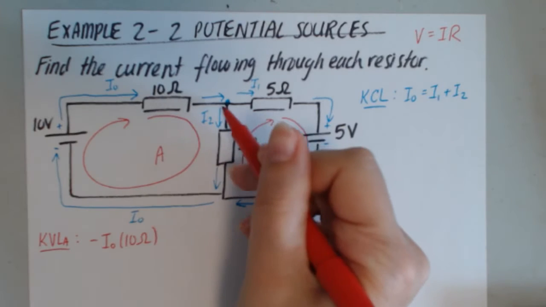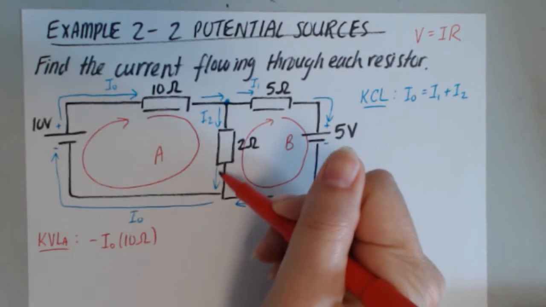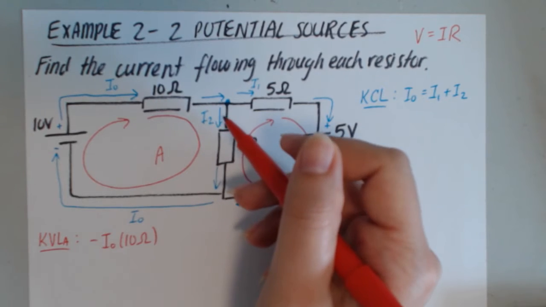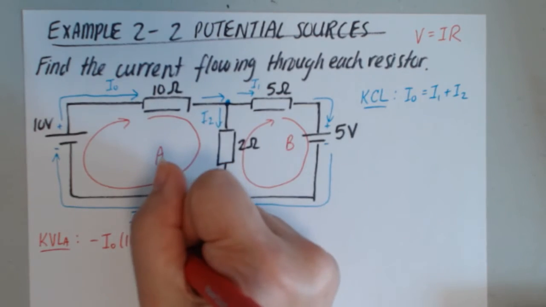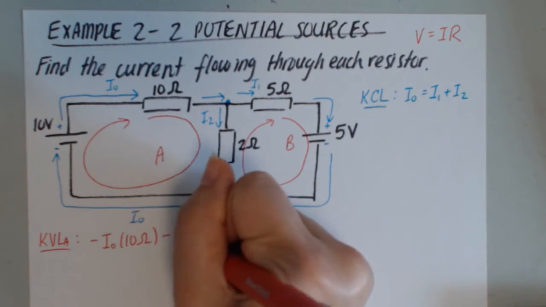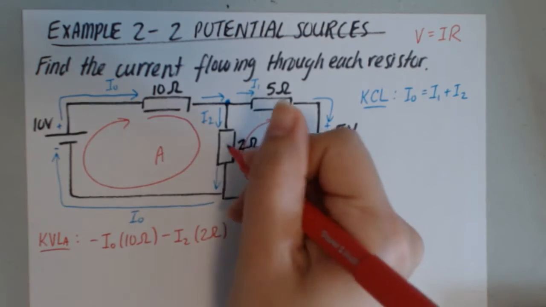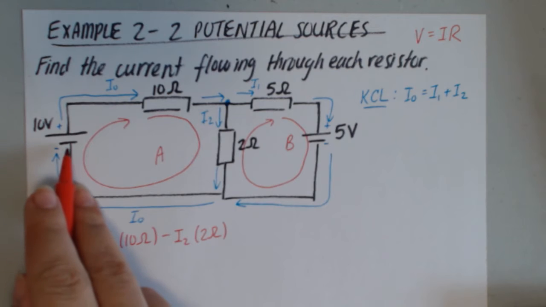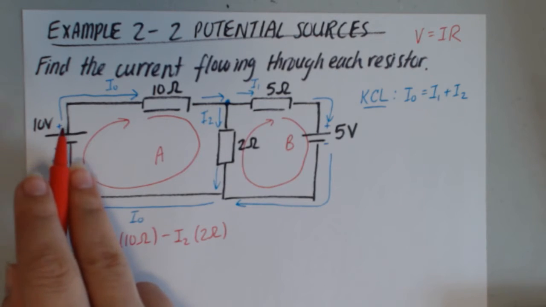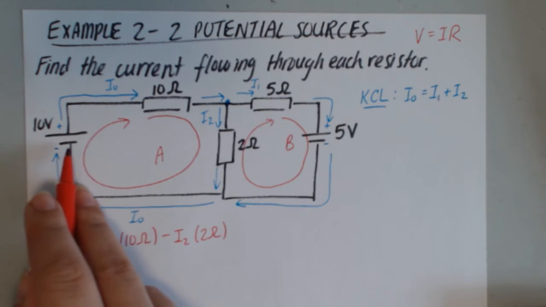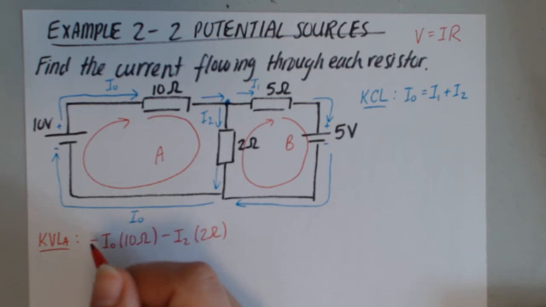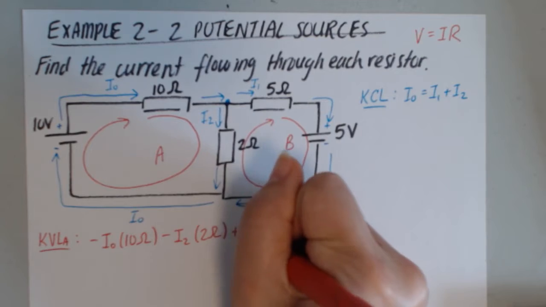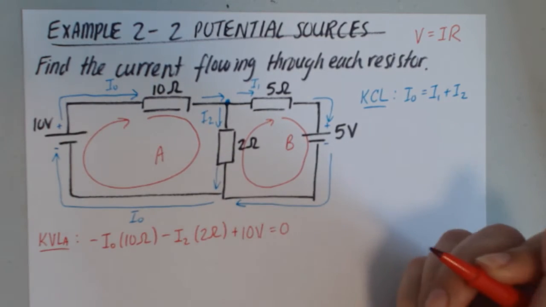Right, so we follow this loop, and now we hit the 2 ohm resistor. And guess what? We're moving in the same direction as I2. Hence, that's going to be a voltage drop. So minus I2 times 2 ohms. Keep following the loop, and we get to the battery where we have to travel from minus to plus based on the direction of our loop. If we go from minus to plus, that's a voltage lift. So that means we're going to have plus 10 volts here, equals 0.